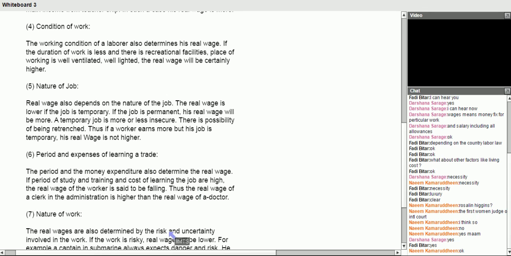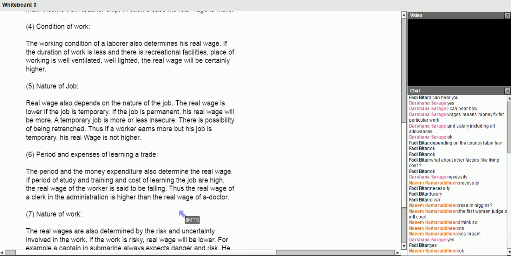Okay. Now, period and expenses of learning a trade. What does this mean? Can you just tell me? Period and expenses of learning a trade. Okay, so what this means is the time and the money that you spend on your education, that is also an important factor.